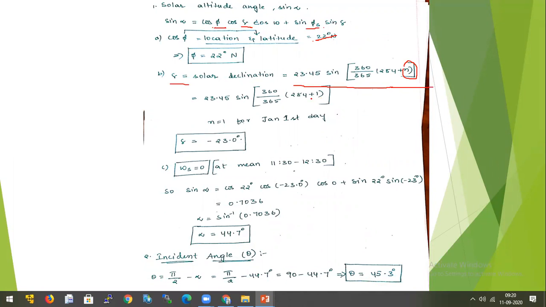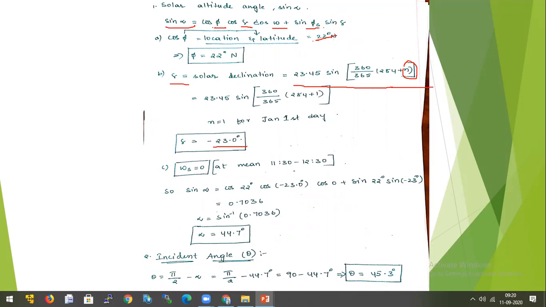If you substitute n equal to 1 in 23.45 sine 360 by 365 into 284 plus 1, we get the xi value as minus 23.0 degrees. We have to consider this minus sign also. Xi is over. Next is omega. Once we find omega, all the unknown values will be found and we can substitute all the values in the sine alpha equation.